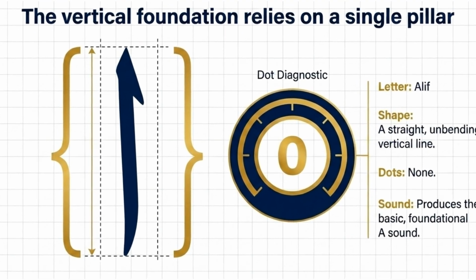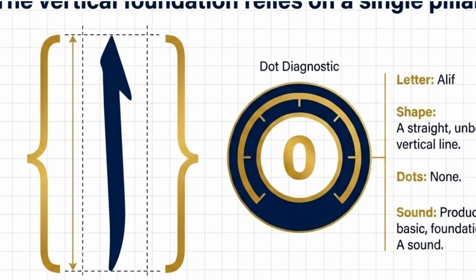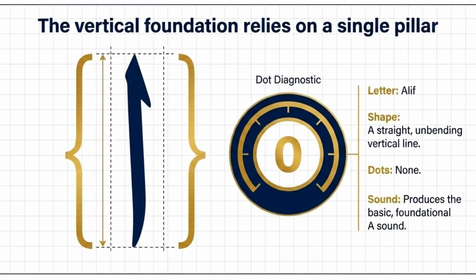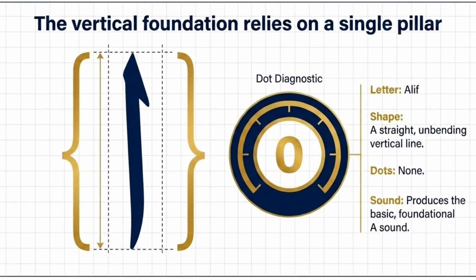The first geometric base is a single vertical pillar. This is the letter Alif, producing the basic A sound. Its shape is a straight, unbending vertical line, and it has 0 dots.